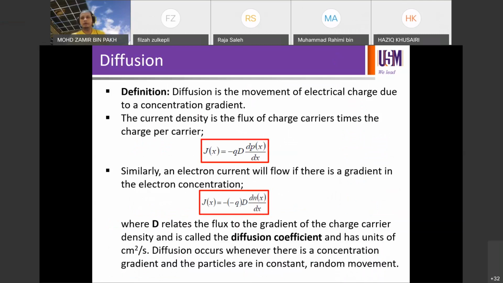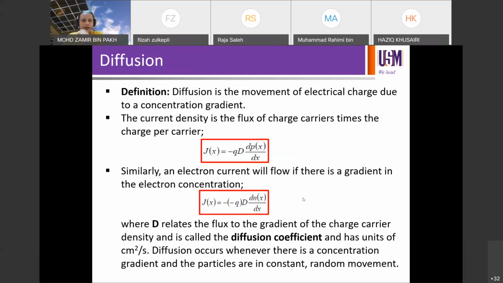So diffusion is the movement of electrical charges due to concentration gradient. You've seen just now, when you have charges moving due to diffusion to establish equilibrium due to the presence of a concentration gradient, there'll be current density associated with the flux of the carrier movement as well. In this case, we're going to have current density due to the hole and current density due to the electron diffusion.